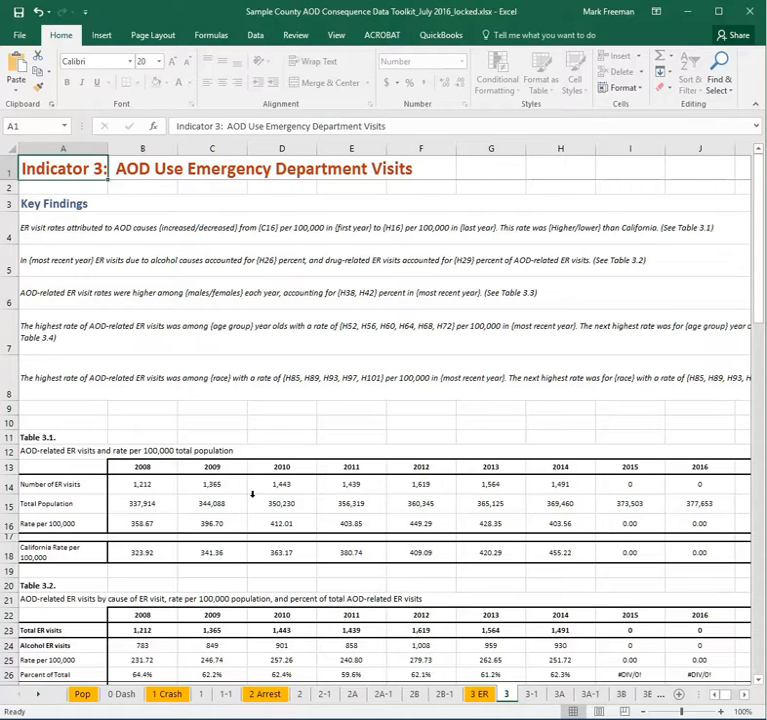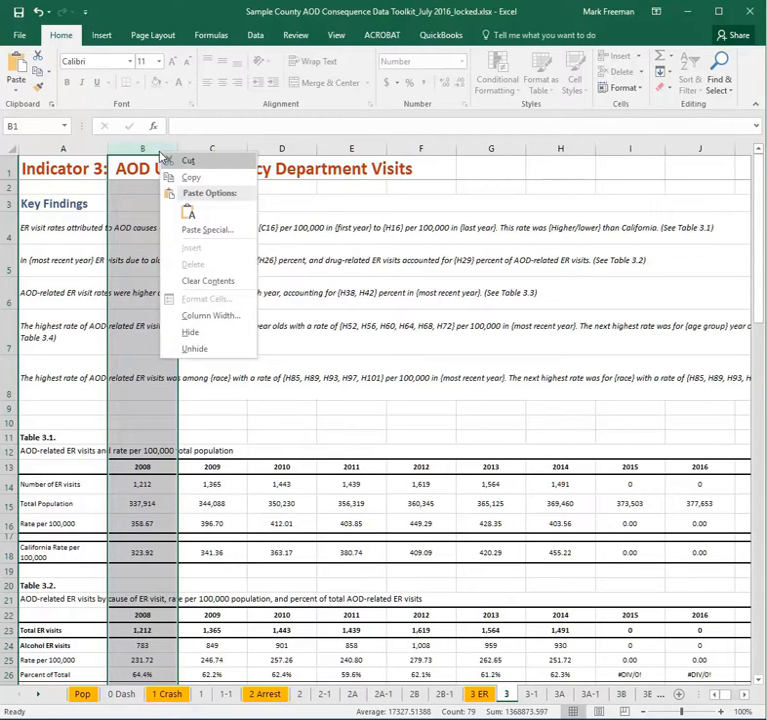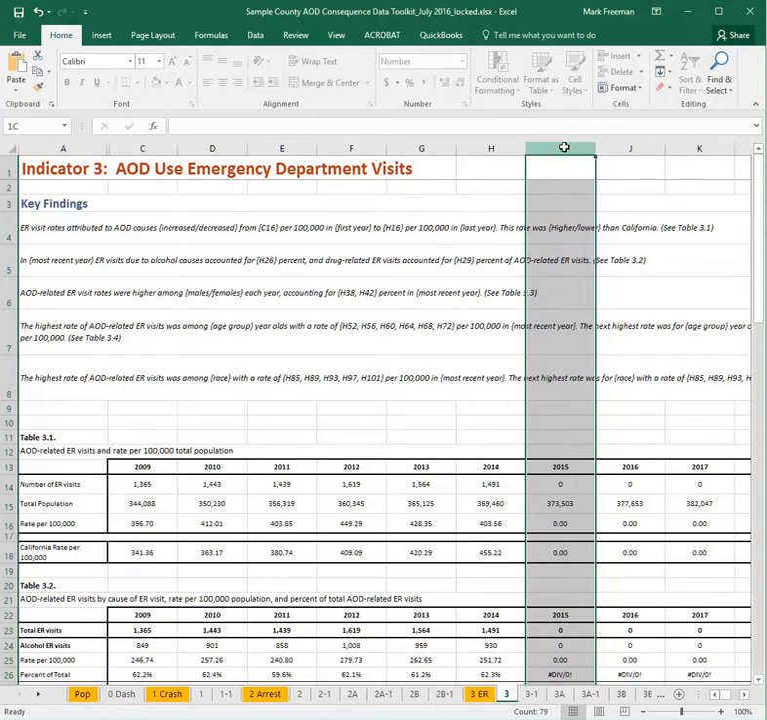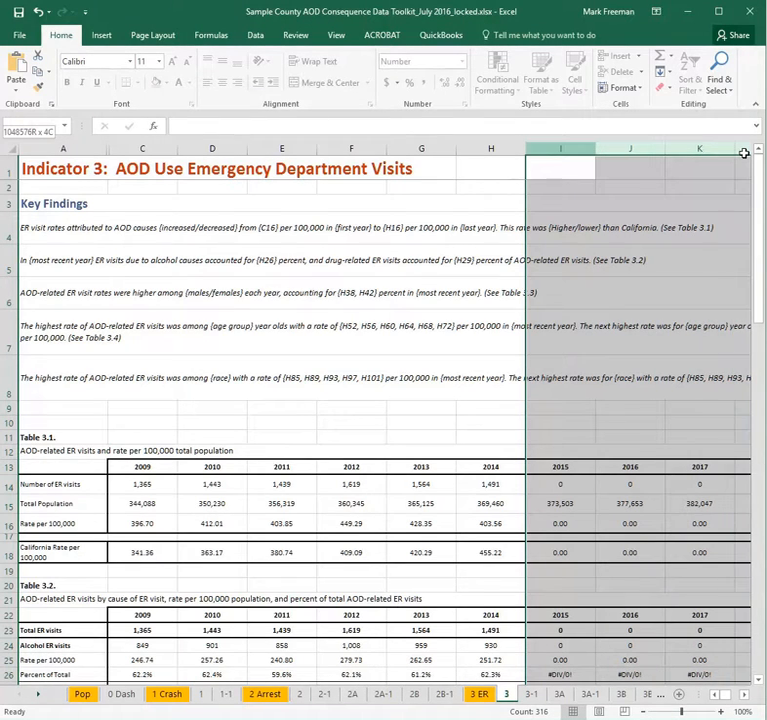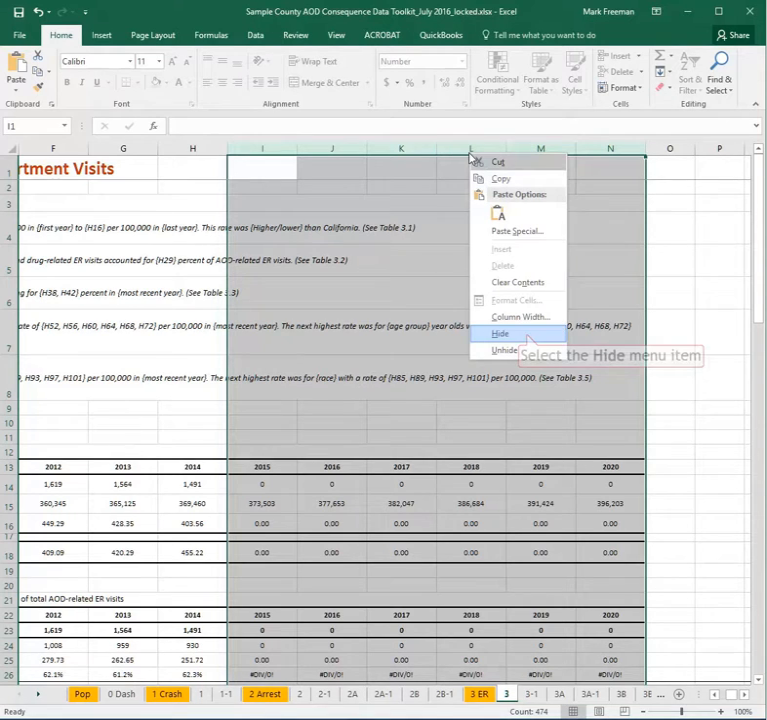To do this, you must select the years you wish to hide. So in this case, our 6-year window is 2009 to 2014. So we will select column B, right-click it, and select Hide from the drop-down menu. Next, we will need to select columns I through N. So select those by clicking and dragging your mouse. Then right-click at the top and select Hide.